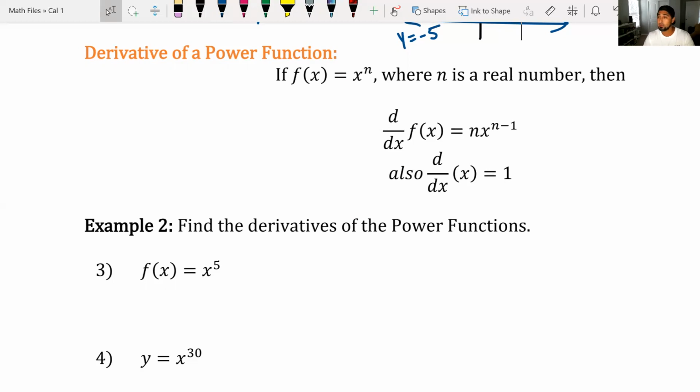Okay, and then also take into account that the derivative of x is 1. The derivative of x is 1. Okay, perfect. Let's go ahead and find the derivatives of the following power functions.